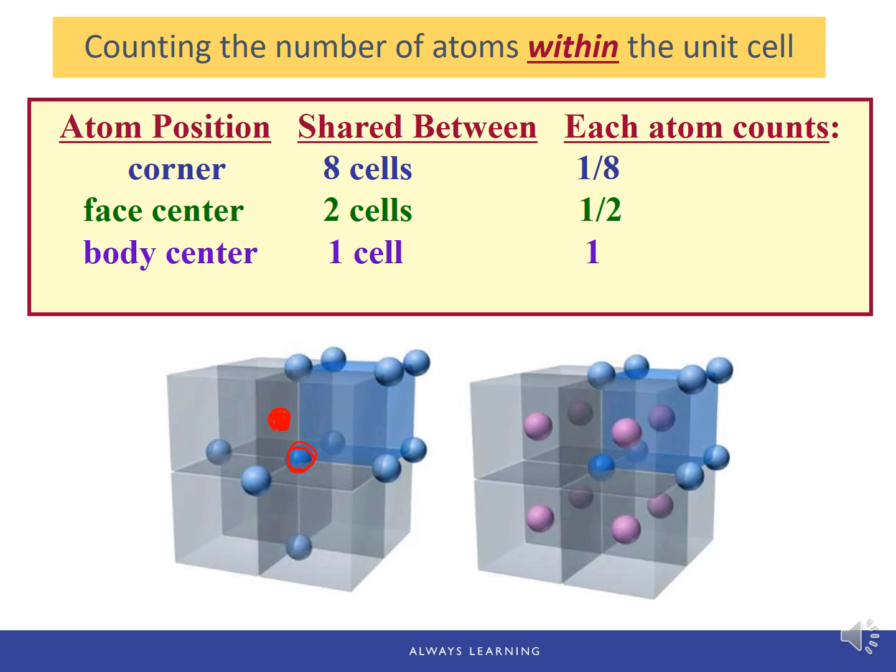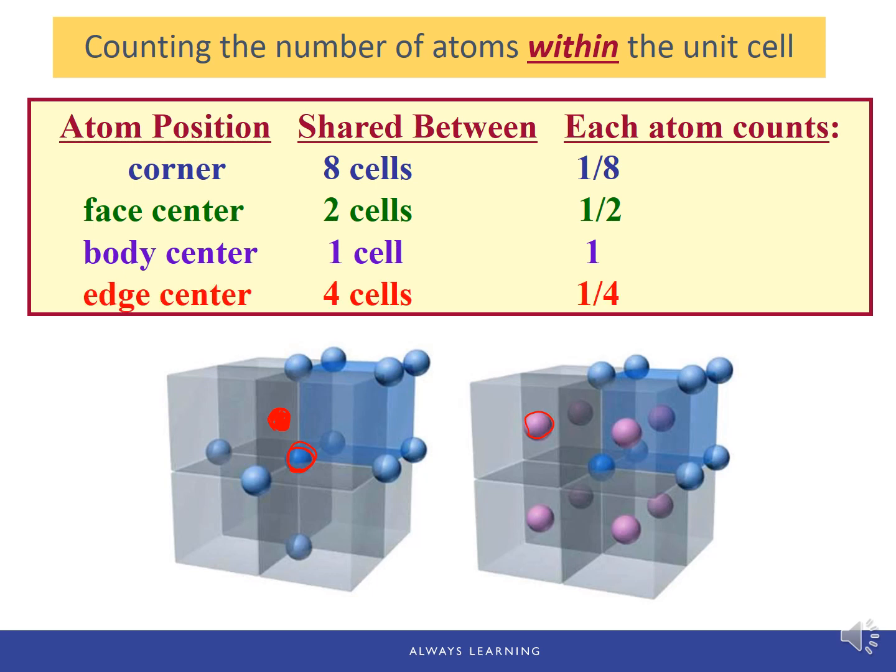The next one is the body center. On the right side diagram, we have this purple atom, which is at the body center. It only belongs to that unit cell. It's not shared by any other unit cells. So the body center counts as one atom.